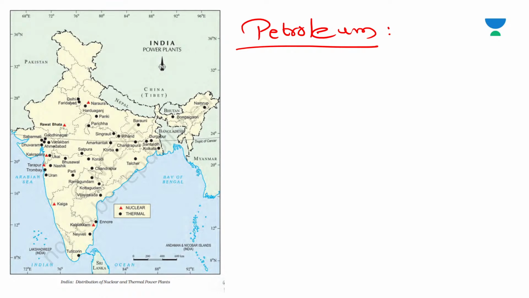Now, petroleum is also found in fault traps between porous and non-porous rocks. Gas, being lighter, usually occurs above the oil. So, Mumbai High, Gujarat, and Assam are major petroleum production areas in India.